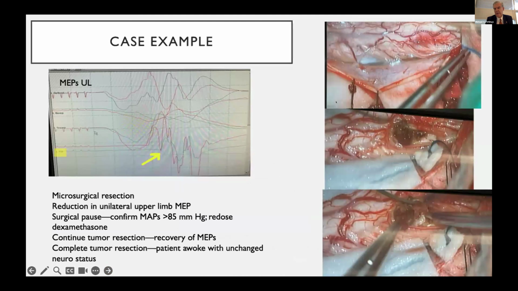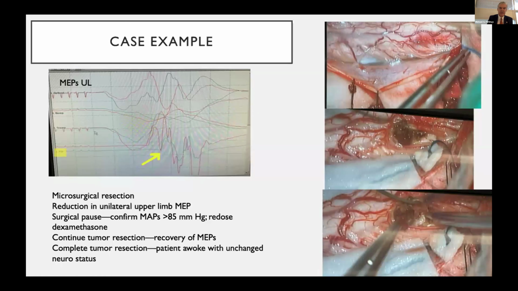So intraoperatively, these are some photomicrographs. Here's the dura opened. This is the lesion here, right in the vicinity of the corticospinal tract. It's a hemangioblastoma. So here we're doing a subpial dissection with a resection of the lesion. And then during the resection of the lesion, there was a reduction unilaterally in the arm motor evoked potential response.